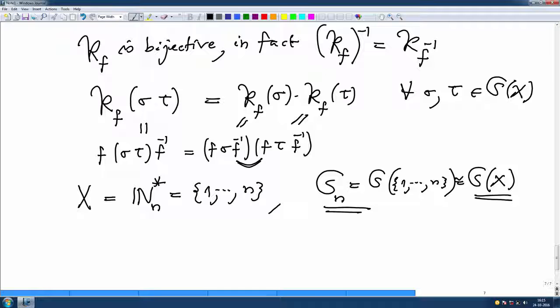Now, I want to study what the elements are, what their orders are, how to find their inverses, and so on. This we will do after the break.